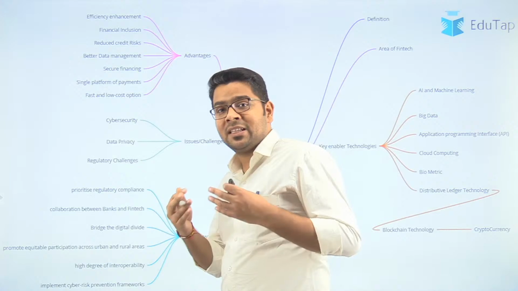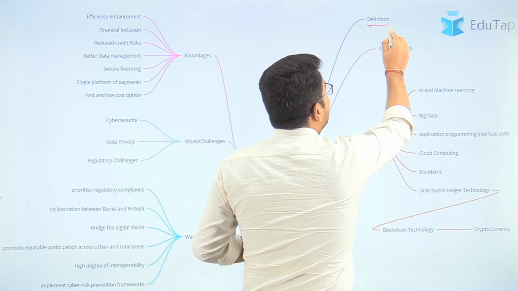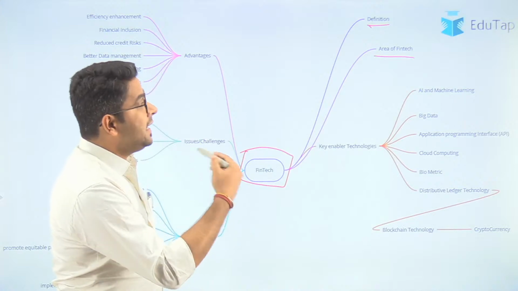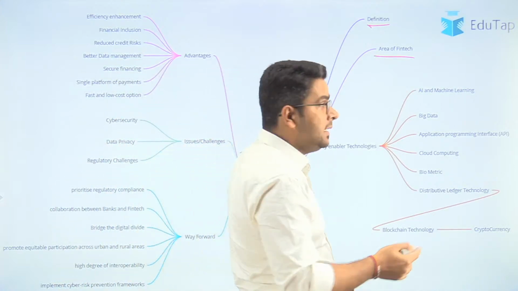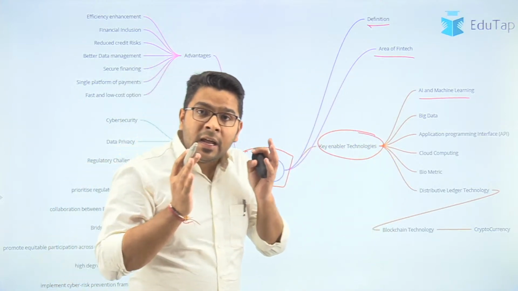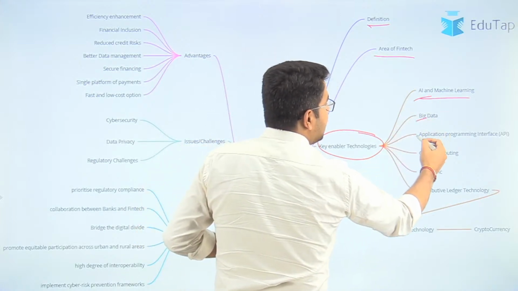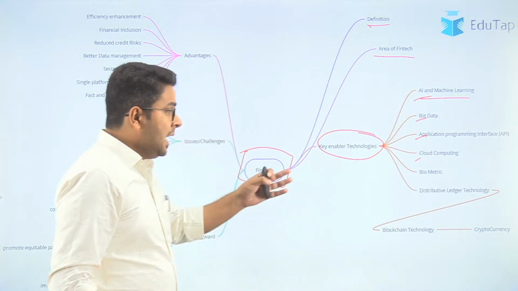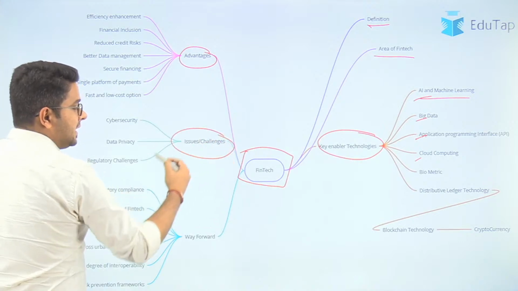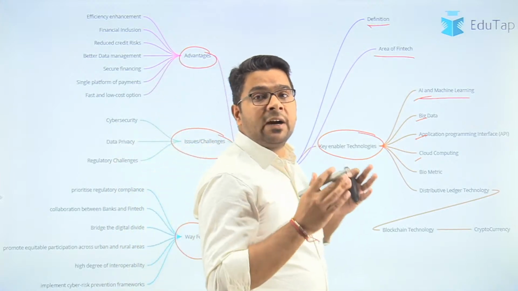and the different domains within FinTech that we're going to cover. They comprise the definition, and the areas within which FinTech can be applied. Then we will talk about the key enabling technologies that help in developing FinTech, which comprise AI, big data, application programming, cloud computing, and so on. After that we will move on to the advantages of FinTech, issues and challenges regarding FinTech, and the way forward. So guys, this is the mind map that we're going to cover today.